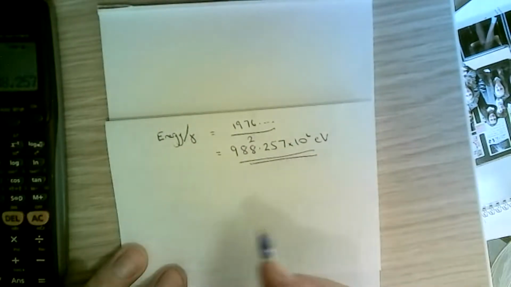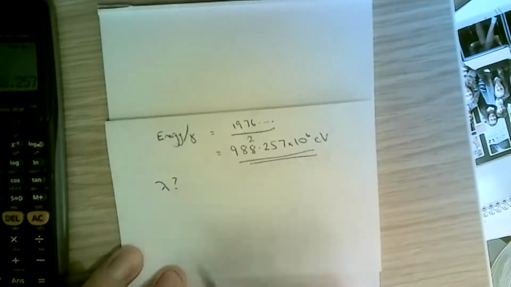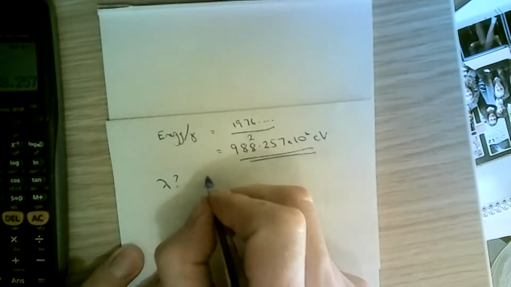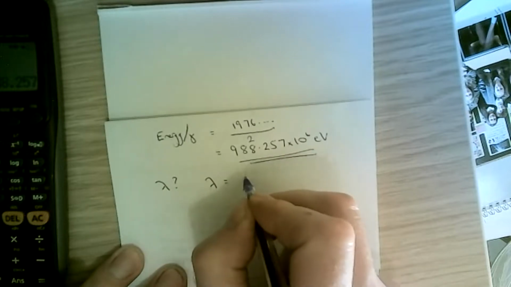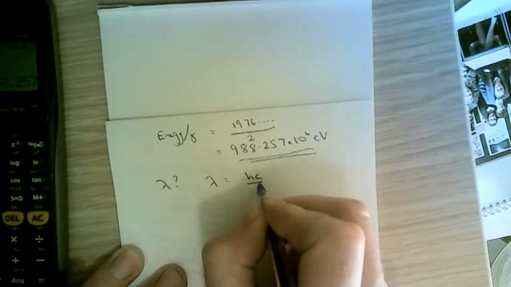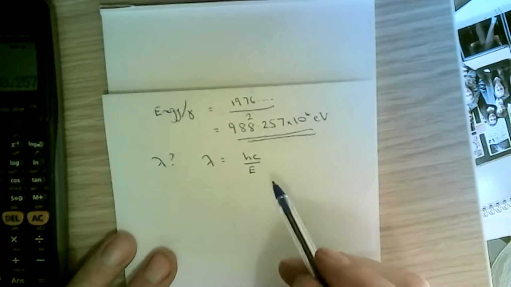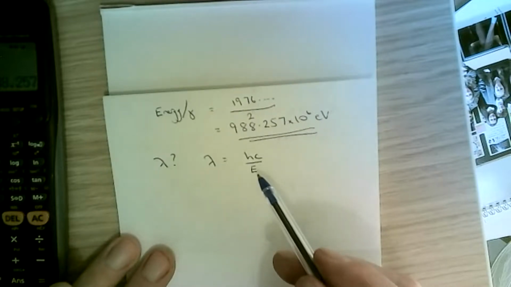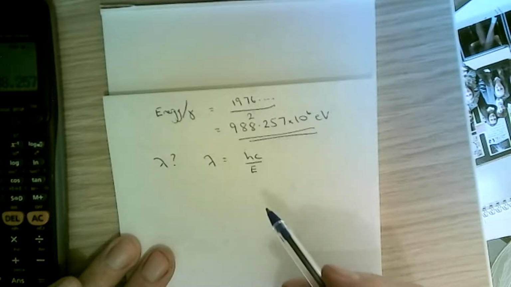But now they're going to follow on with asking me something like, what's lambda? Well, lambda is hc over E. If you need to satisfy yourself of that, just pause the video here and rearrange that equation I showed you right at the start, E equals hc over lambda. It's vital that you can rearrange these things.